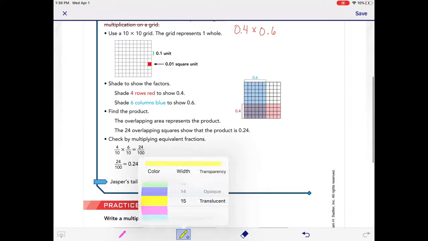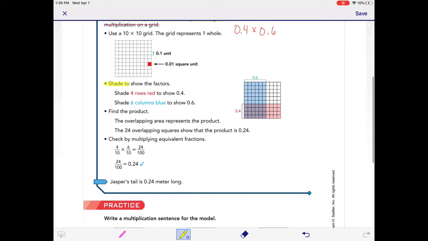So here's what we're going to do. We're going to move to right here where it says shade to show the factors. Now you know what a factor is. If we go back up here to our problem, 4/10 is a factor, 6/10 is a factor, and then your answer is going to be called a what? When you're dealing with multiplication, we have a factor and a product. Okay, those are important vocabulary words. Factor times a factor equals a product.